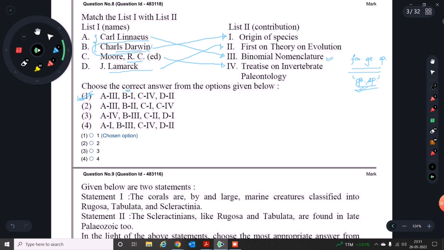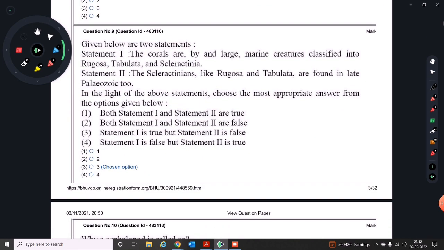So that means if we know only one point, that Charles Darwin gave origin of species, in this case you must have got the answer right. Okay. A3, that means Carl Linnaeus, binomial nomenclature. C4, yes, and J. Lamarck was first to give theory on evolution, D2. So even if you knew only the very first thing that I also knew, that Charles Darwin gave origin of species, and only one option is given, automatically you can get it correct. Alright.